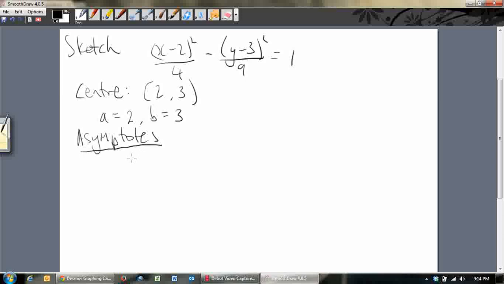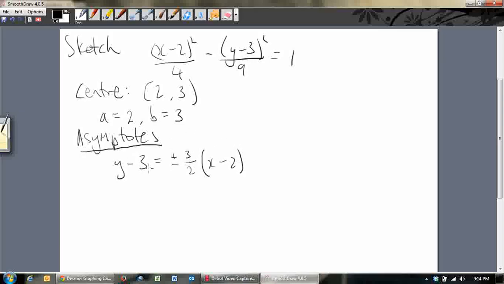Asymptotes. The asymptotes are going to be, remember, y minus k, so I'll write that down, so y minus 3 equals plus or minus b on a. B is 3, a is 2, so it'll be 3 over 2, and then our x translation. X translation was x minus 2. So there are the asymptote equations.